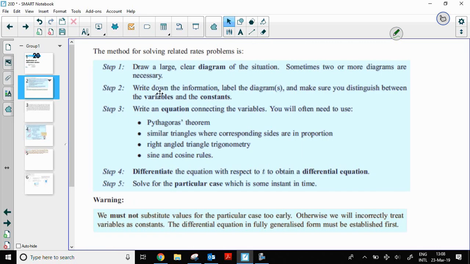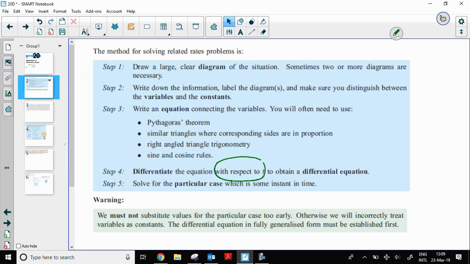The basic strategy here is if we can get a diagram going, we're going to want to have that, but it's not always necessary. Sometimes you'll be able to mentally figure out what kind of equation you're going to need to come up with. We're going to need to know the difference between what's a variable and what's a constant. Sometimes we'll have a constant even if we don't know what its value is. And then whatever the problem calls for is going to be the equation that we'll write down. Oftentimes, it will have to do with Pythagoras theorem, similar triangles, trig, stuff like that is very common within these problems. We're going to differentiate the whole equation, and then we're going to solve some stuff.